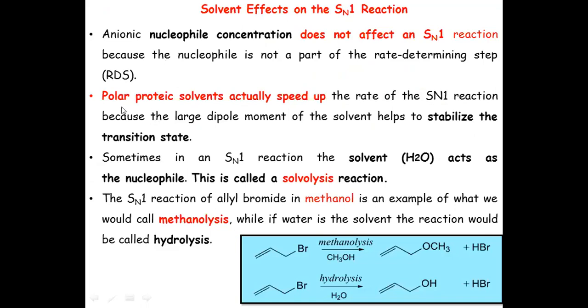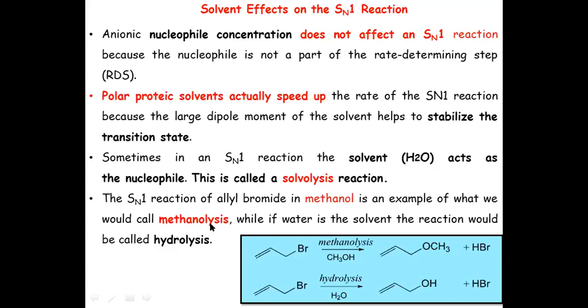Then it is observed that polar protic solvents like water favor this reaction. This is because these solvents are involved in the stabilization of the transition state as well as in the stabilization of the carbocation. Generally, water is used as a solvent for SN1 reactions, and therefore many times such reactions are also called solvolysis reactions. If I use methanol as a solvent, that is called methanolysis.